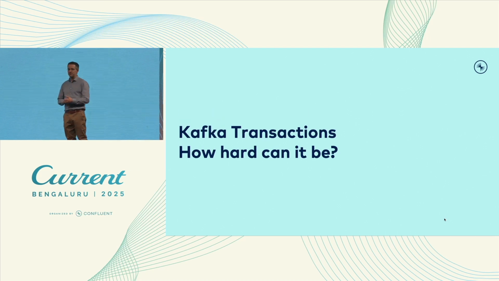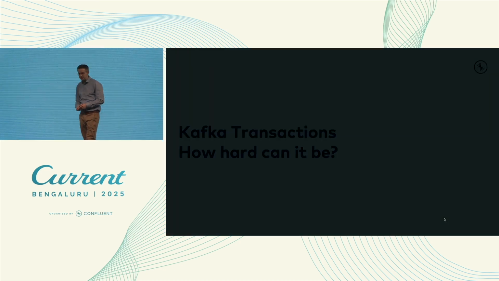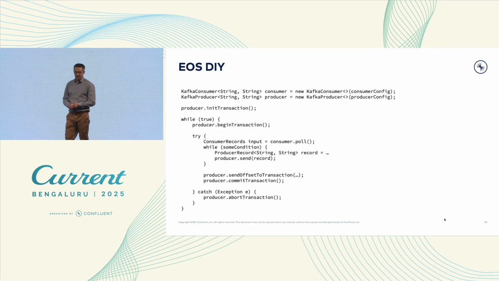clients is Kafka transactions. There are very often simple examples, and we will see one in a second. But if you really implement it, it's much more complicated than you might think. So this is a canonical do-it-yourself example of EOS. You start off with a consumer that would read data from a topic. You also have a producer that you use to publish your results into the Kafka cluster.